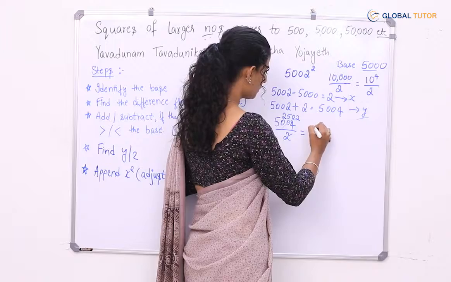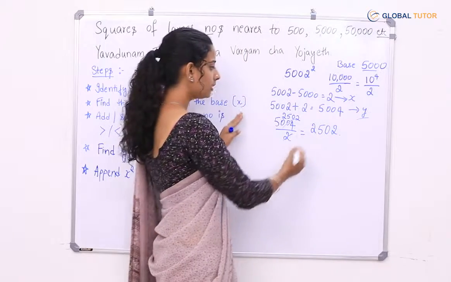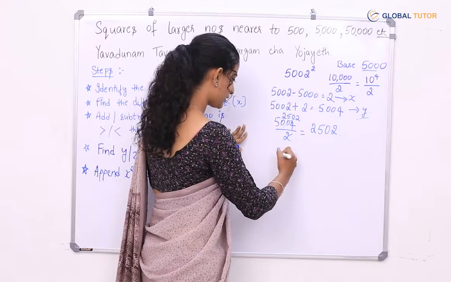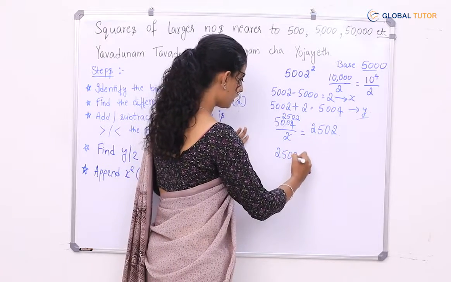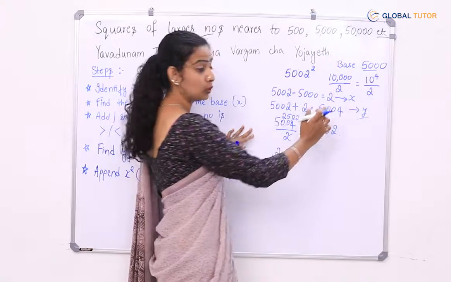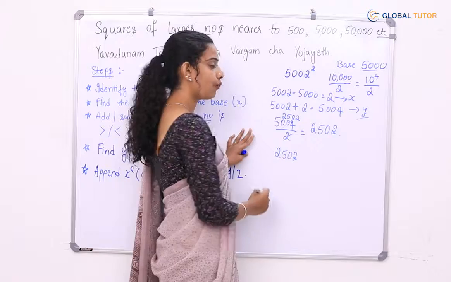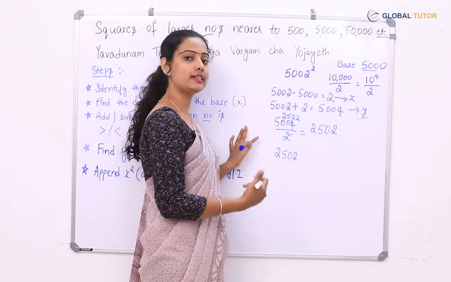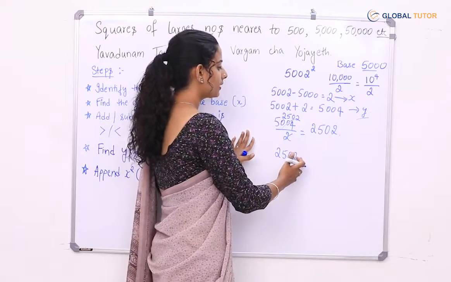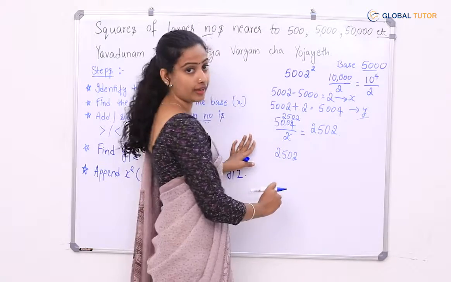So, it will be 2502. Now, we write y by 2, which is 2502, and then append x square. What is x? 2. So, x square will be 2 square, which is 4. However, it's a single digit number. Now, in front of y by 2, how many digits of x square should we write?